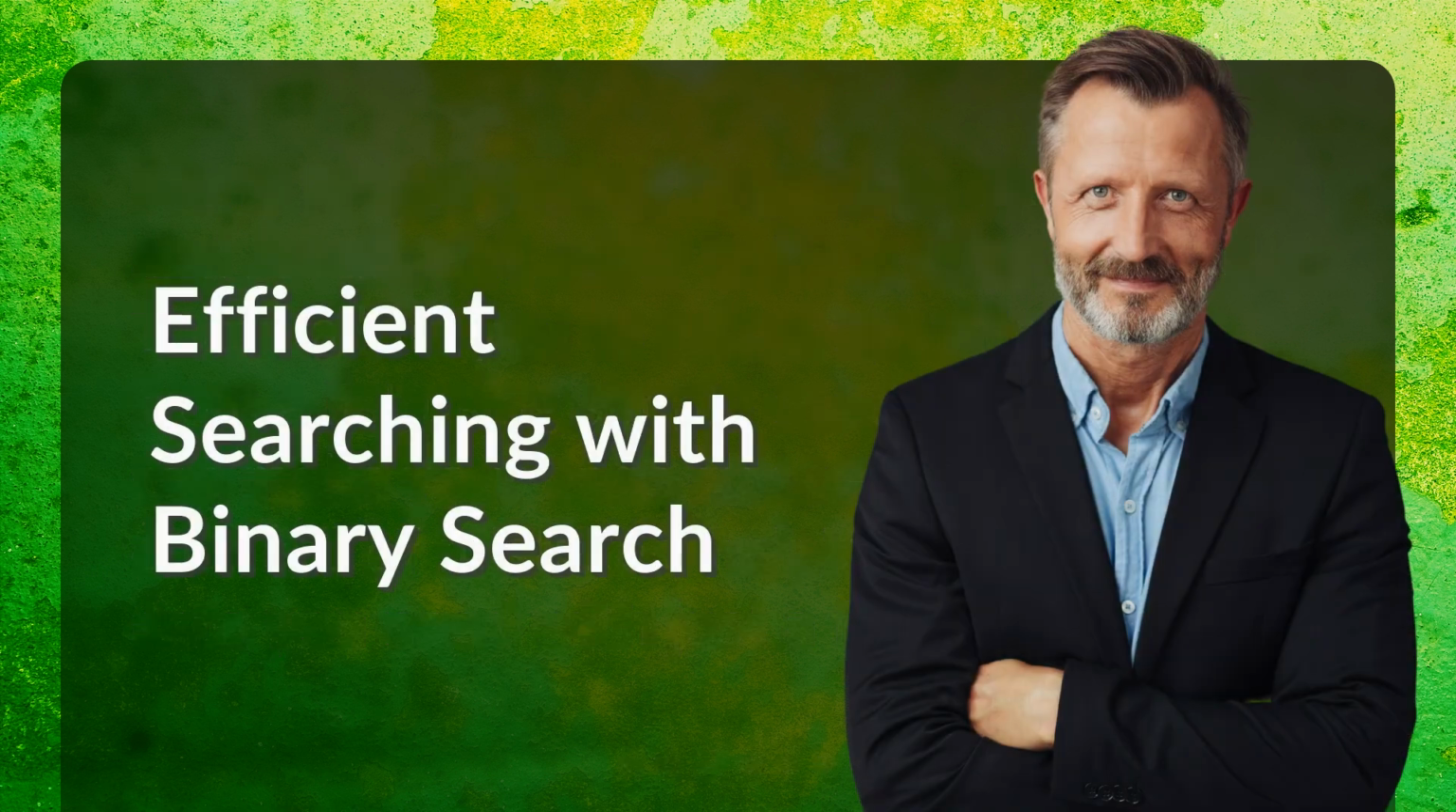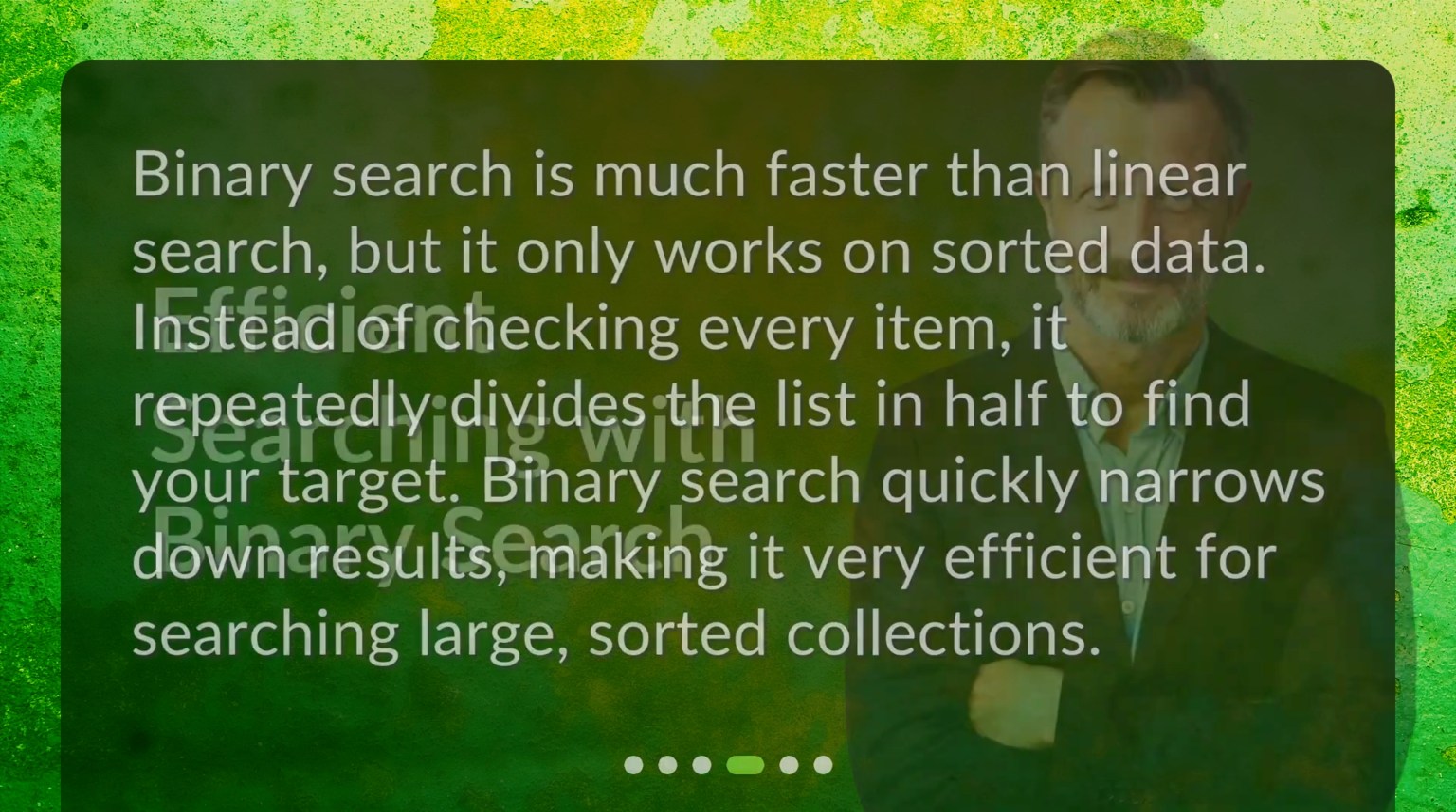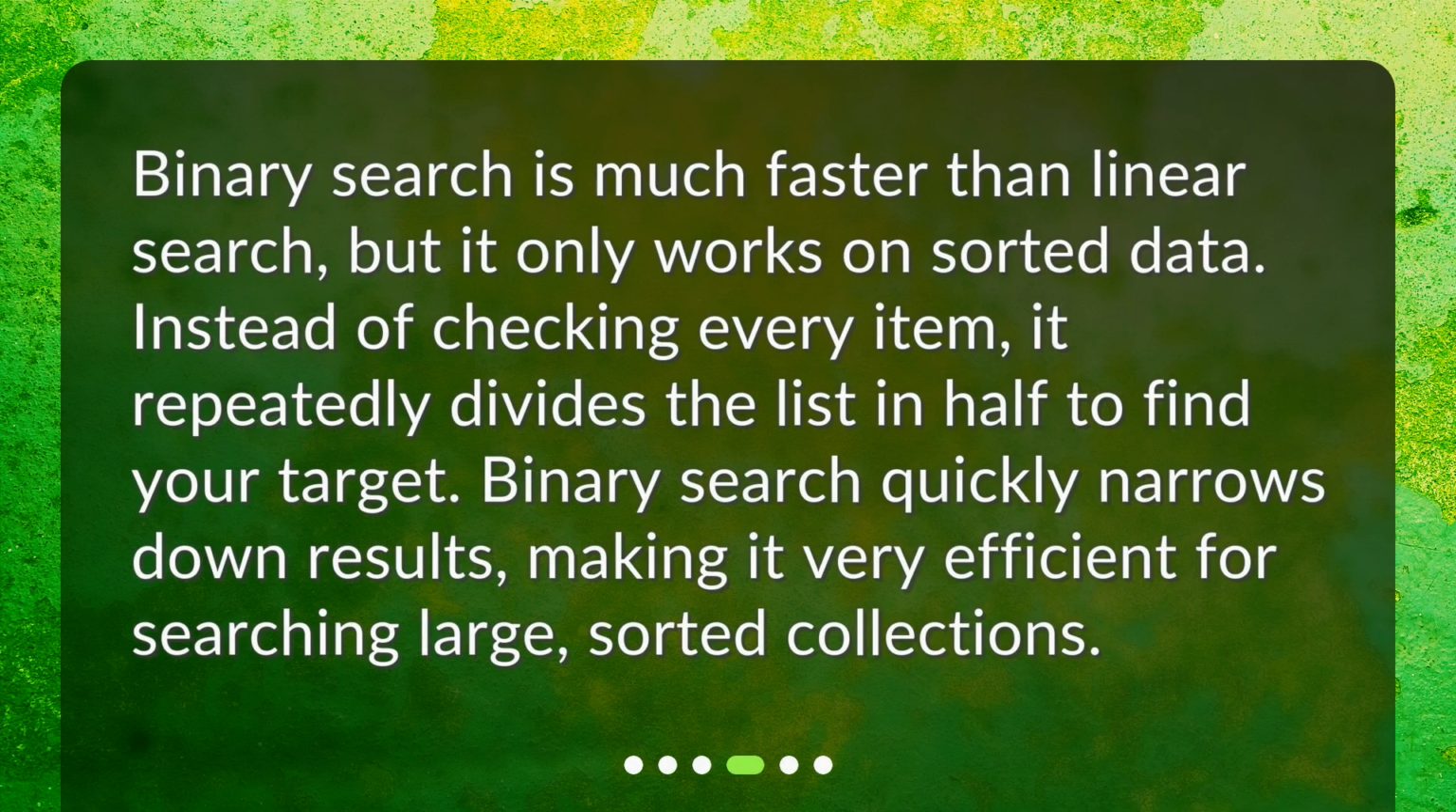Efficient searching with binary search. Binary search is much faster than linear search, but it only works on sorted data. Instead of checking every item, it repeatedly divides the list in half to find your target. Binary search quickly narrows down results, making it very efficient for searching large, sorted collections.